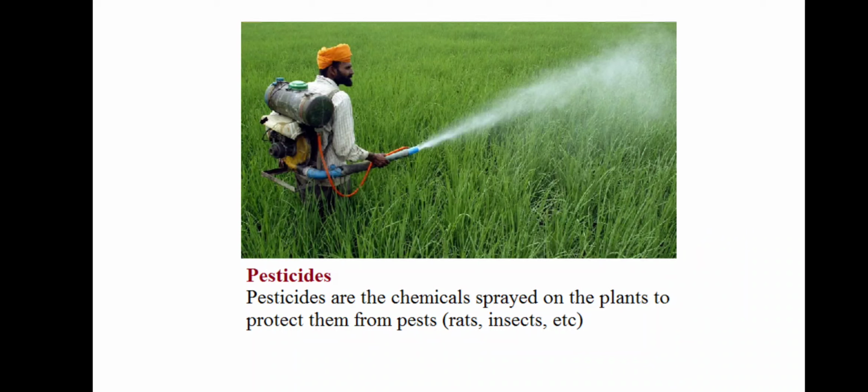Pesticides. Pesticides are chemicals sprayed on the plants to protect them from pests, insects, etc. So now, once the crop is grown, once they grow big, many types of pests come into the field, like rats, insects. They eat the crops, and because of that, it affects the crop. So, in order to stop these insects and rats and mice from coming to the field and eating the crops, the farmers have to use pesticides. They spray it on the crop so that the crop is safe from insects and mice and rats.